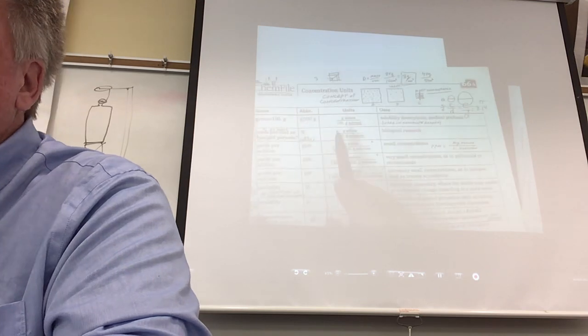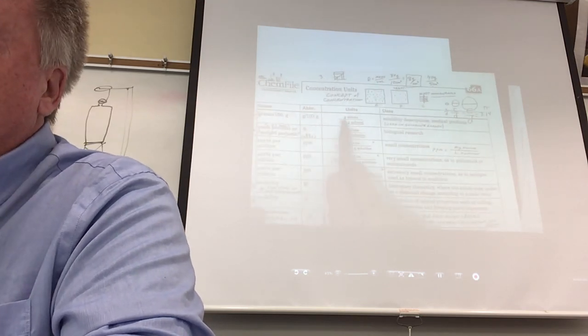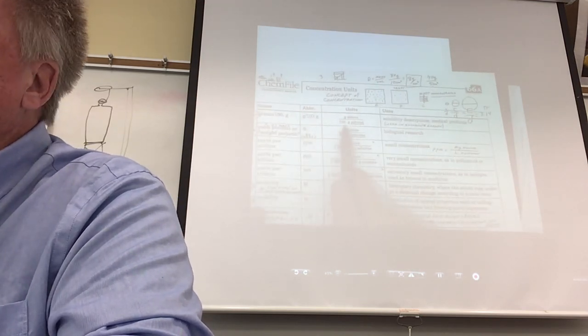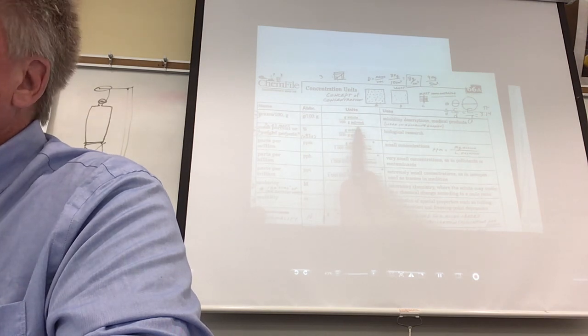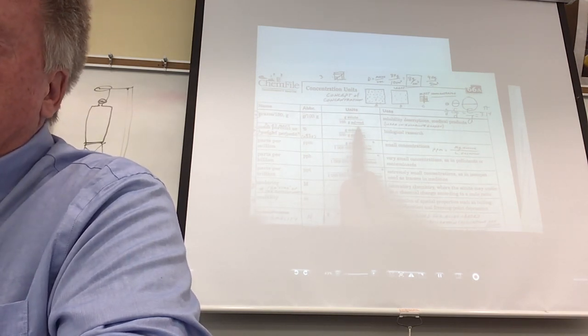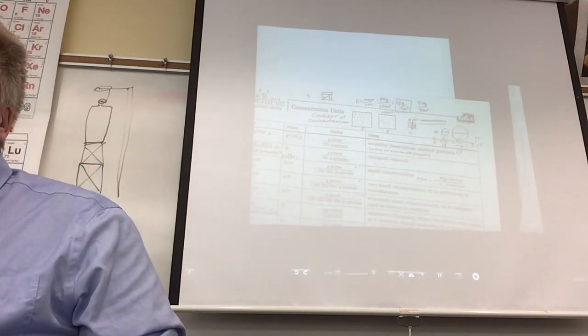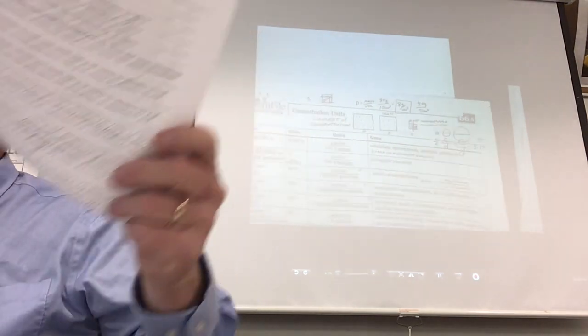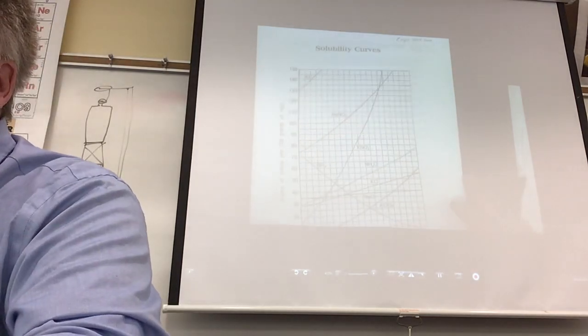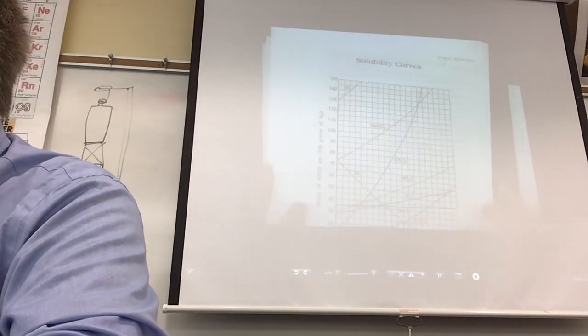So here's a concentration unit. It's called grams of solute per 100 grams of solvent. Now, you might say, well, why did they do that? Well, here's what they did. Do you guys have both handout sheets? Do you have both? Okay. Take a look at this graph here. This is a classic chemistry graph.